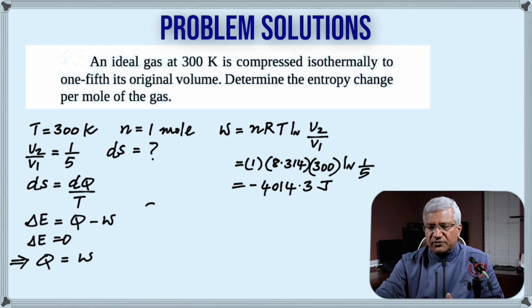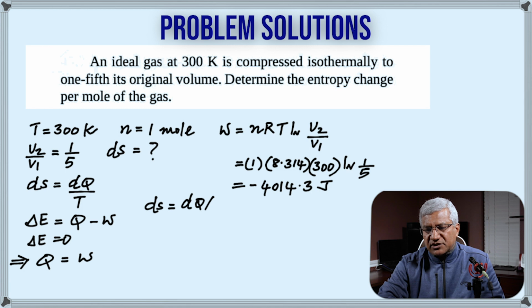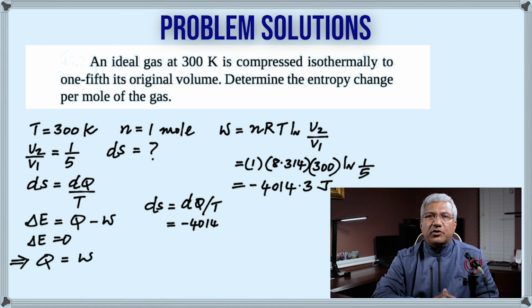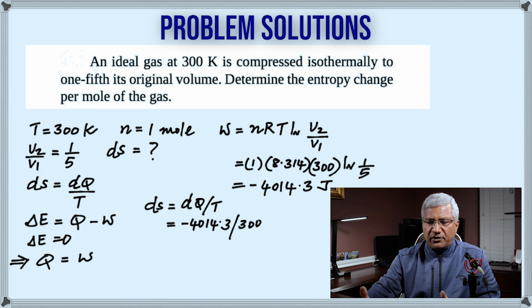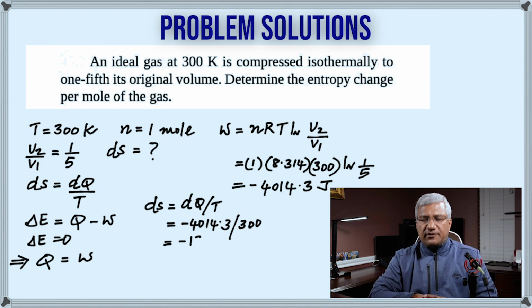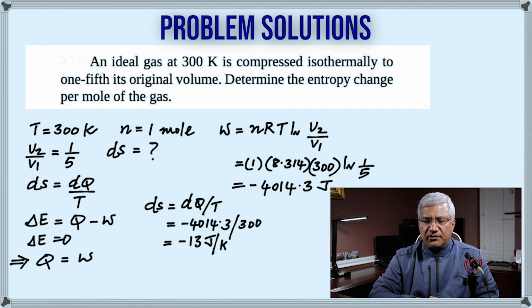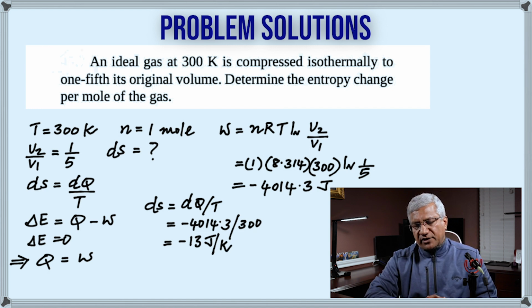All right, so now because we already know work is the same as Q, dS is dQ by T. So we have Q now, which is negative 4014.3, divided by T, which is 300. Divide them, and we will get the change in entropy as negative 13 joule per Kelvin when we look at the significant figures. So that's how we do that.